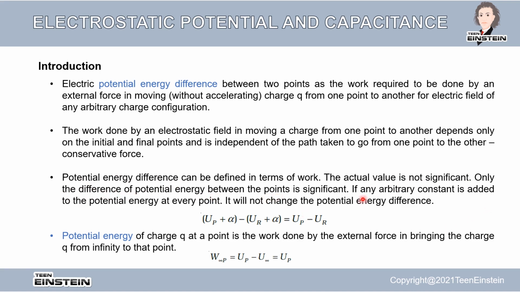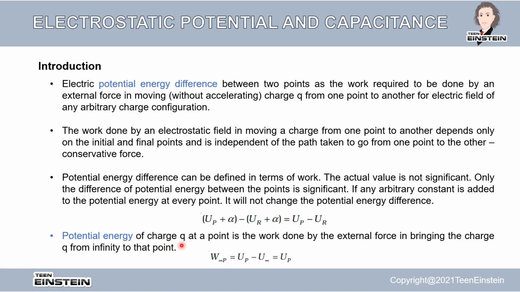If any arbitrary constant is added to the potential energy at every point, it will not change the potential energy difference. This is an obvious point because we have defined the potential energy difference delta U equal to U_p minus U_r. Now we are adding a constant to the potential energy of all the points. That means the potential energy at the point P is also added with a constant alpha, and the potential energy at the point R is also added with alpha. So when we add the same constant everywhere, the difference is not going to change. That is why the actual value of the potential energy at any point is not significant, only the difference matters. Even if you add a constant, it's not going to change.